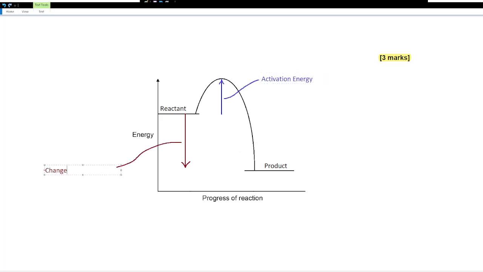If it was more than 3 marks, it may require me to be more specific with the reactants. Like in the reactant line, I would put zinc and copper sulfate instead, and then in the product line, I will put zinc sulfate. But it's only 3 marks, so we only need these 3 key things.